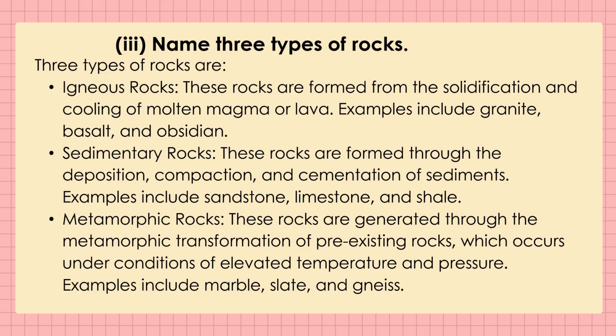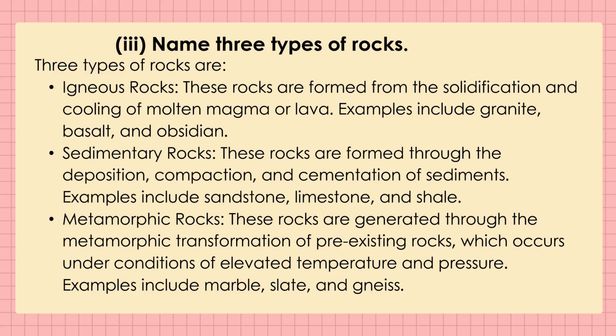Name three types of rocks. The three types of rocks are igneous rocks. These rocks are formed from the solidification and cooling of molten magma or lava. Examples include granite, basalt and obsidian. Then sedimentary rocks. These rocks are formed through the deposition, compaction and cementation of sediments. Examples include sandstone, limestone and shale.